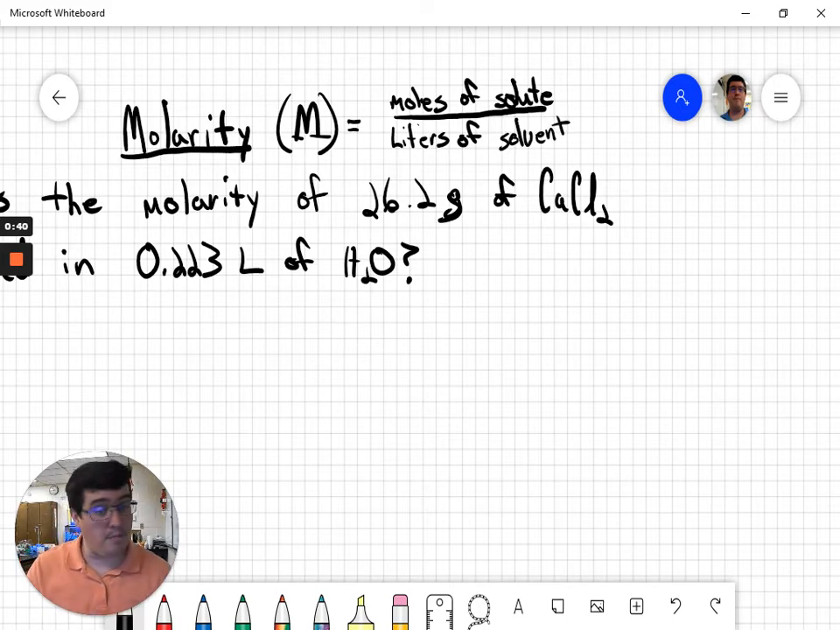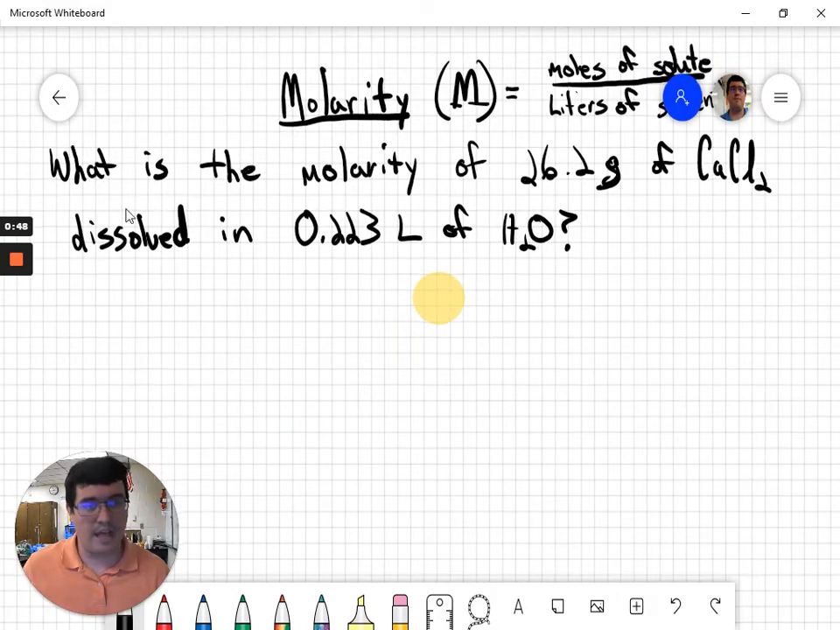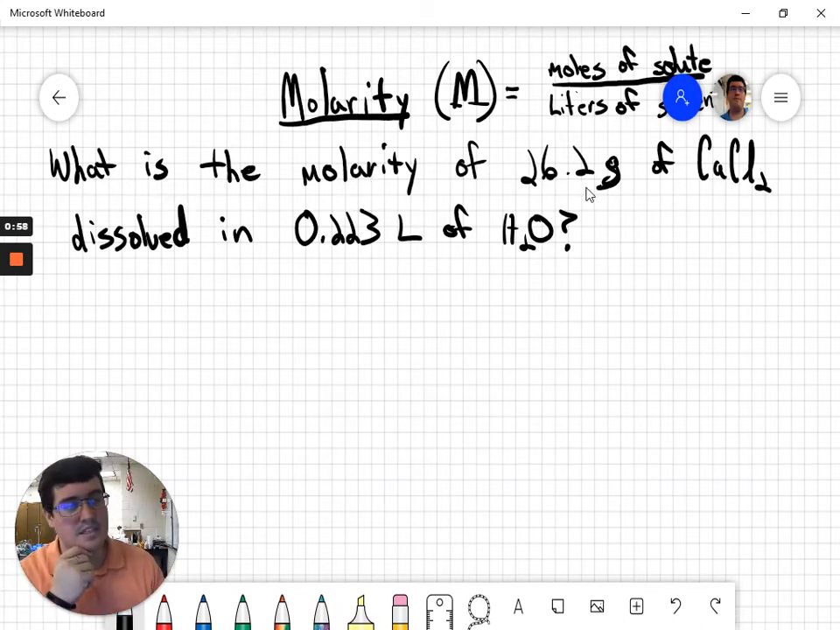So molarity problems are some of the easiest problems because all you need to know is moles of solute per liters of solvent. That's what this problem is going to ask you to find. It says, what is the molarity of? You can also see these as how much is the concentration in molarity, right? You know, that sort of thing. But this is the general layout of these kinds of problems.